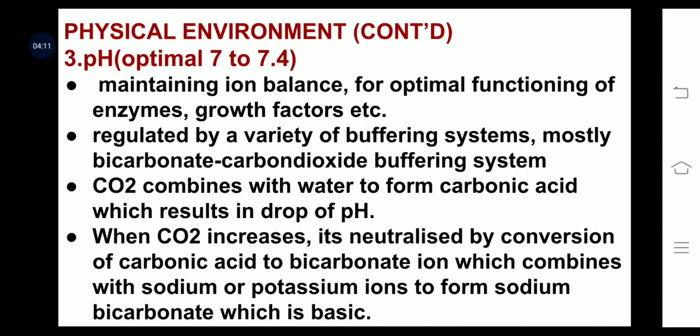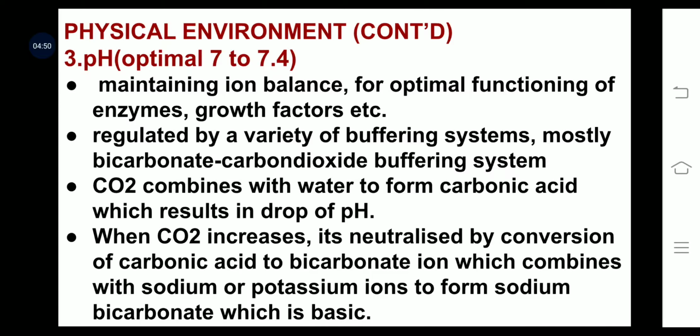Third parameter is pH. Optimal pH is 7 to 7.4. pH is required for maintaining the ion balance, for optimal functioning of enzymes and growth factors. It's regulated by a variety of buffering systems, mostly the bicarbonate carbon dioxide buffering system. When we respire, we have the exchange of oxygen and carbon dioxide. Carbon dioxide is produced in the cells as a result of metabolic activities, especially after glycolysis and Krebs cycle.